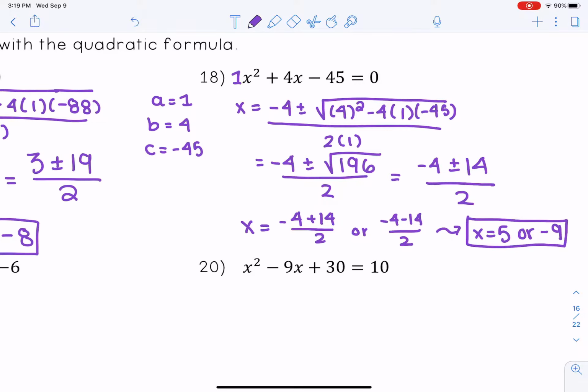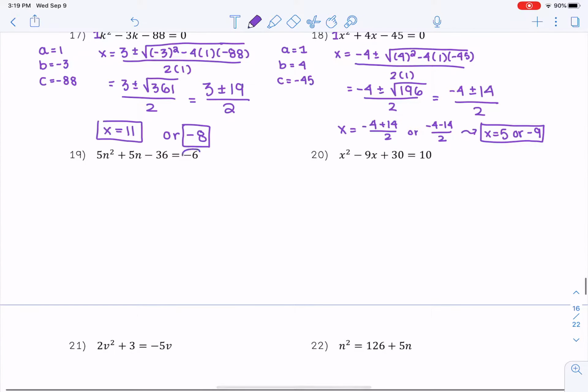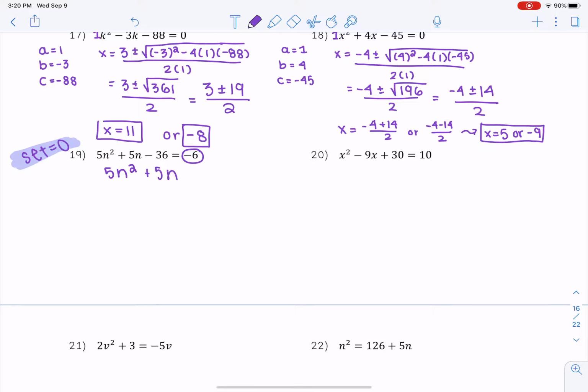The same thing applies as the last two other ways of solving. If it's not set equal to 0, we first, what do you think I'm going to say? We first have to set equal to 0. So I can't know what a, b, and c are until I set equal to 0. So I'm going to add 6 to both sides, and I'm going to get -30 equals 0. Now I'm going to say a is 5, b is 5, c is -30. And now I'm ready to plug into my formula.